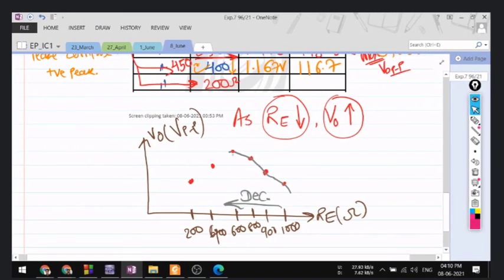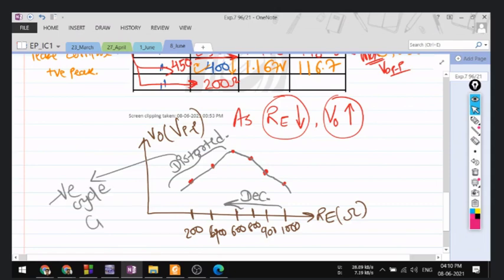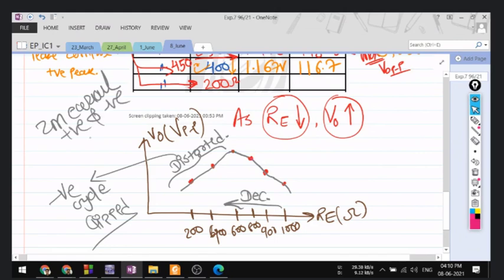After a certain point, your outputs are decreasing, but all these outputs are distorted. All these readings are distorted. So what does it mean? Negative cycle gets clipped. That's it, negative cycle clipped. There is nothing but distortion. Or you can say unequal positive and negative cycles.